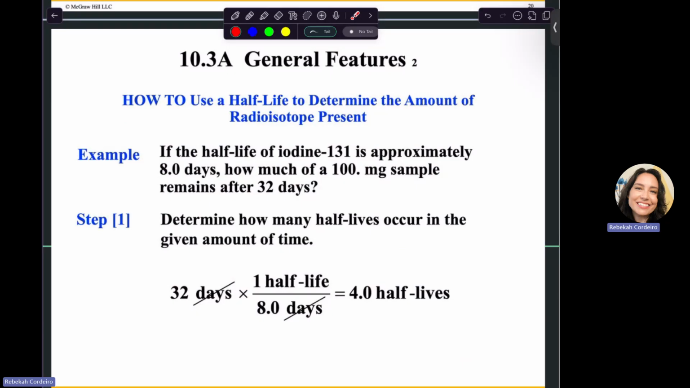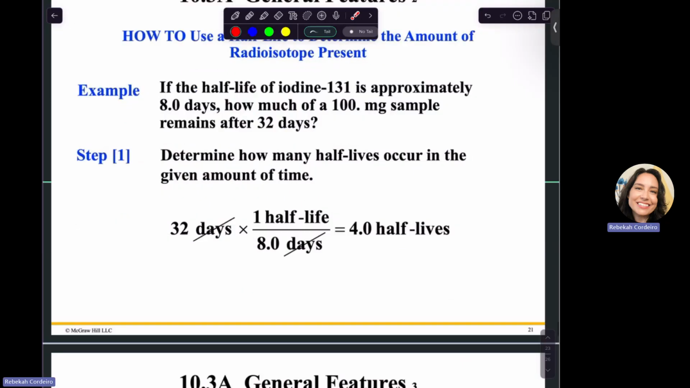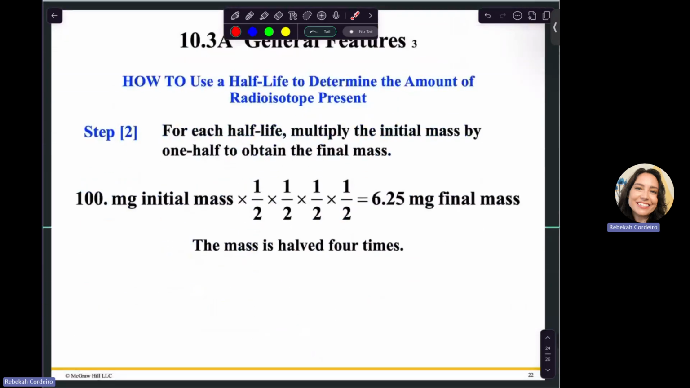Why don't you try, pause, try it, and then come back. So if you take 100 and we cut it in half 4 times. Now, they're showing you just times by half 4 times, but I like to actually cut it in half myself and just see what this is. So we're going to cut it in half 1 time. That's going to be 50. If we're thinking about sig figs here, we would keep 3. That's 1 half-life. And I'm just going to mark this as I go.